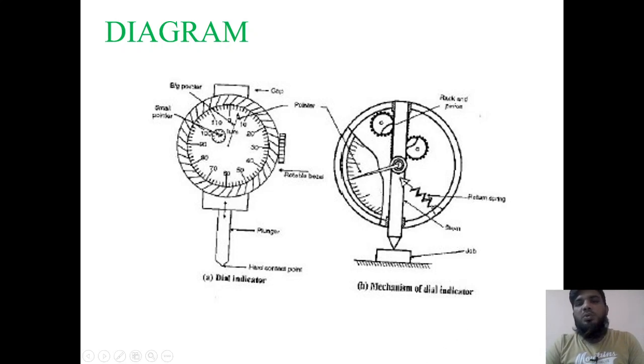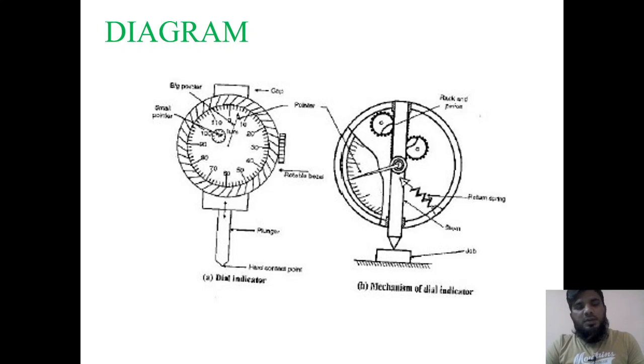So what we do to the plunger is we generally press the plunger and place it on the device. For example, I want to measure the surface roughness of the device. So I will give some little pressure to the plunger and try to keep the plunger on the surface. After placing it on the surface, I will make the reading 0. Once it is placed on the surface, only then will we make the reading 0.